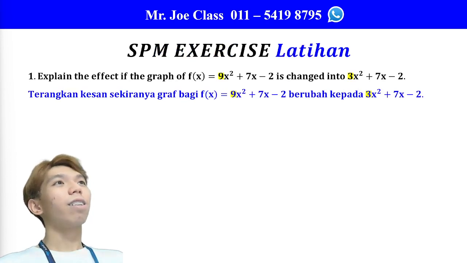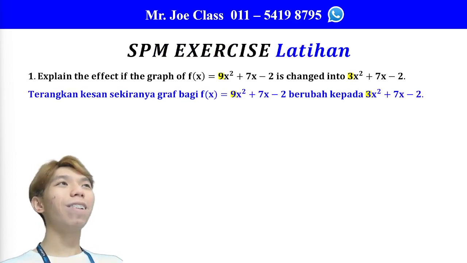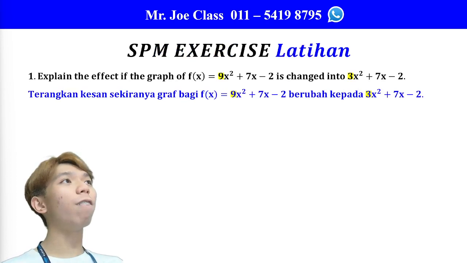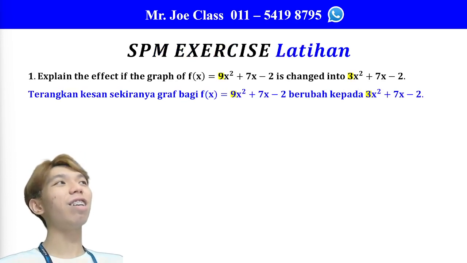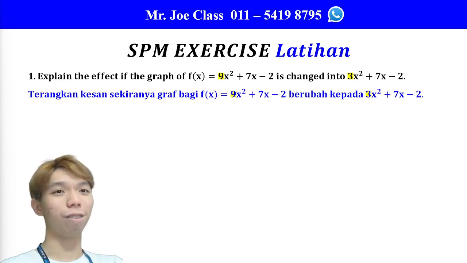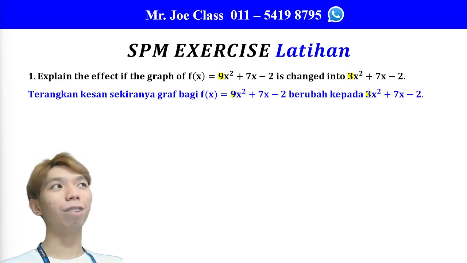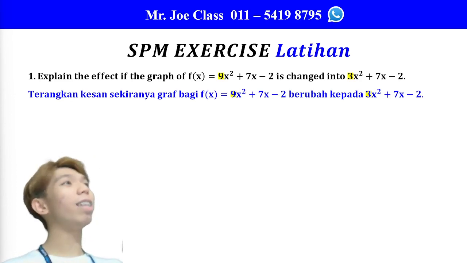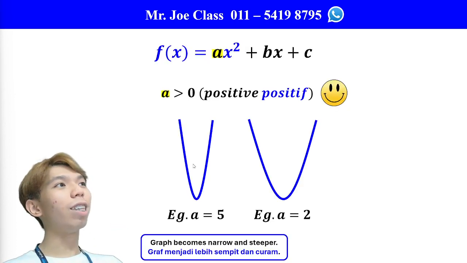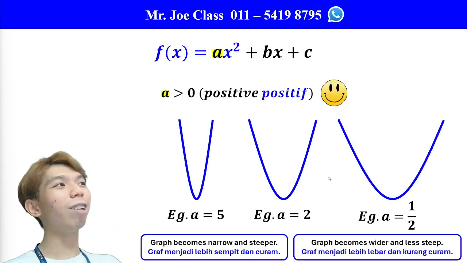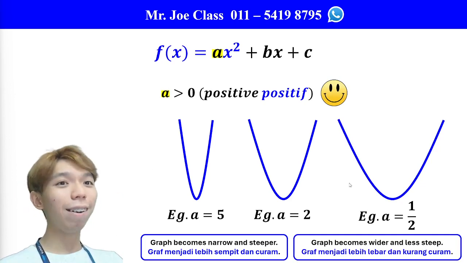Now you are required to explain the effect if the graph of f(x) equals 9x squared plus 7x minus 2 is changed into 3x squared plus 7x minus 2. So explain the effect on the graph. When the value of A is 9 but changed to 3, both 9 and 3 are positive values. But when the positive value of A becomes lesser, what happened? When the positive value of A becomes lesser, like 1 over 2, the graph becomes wider and less steep.